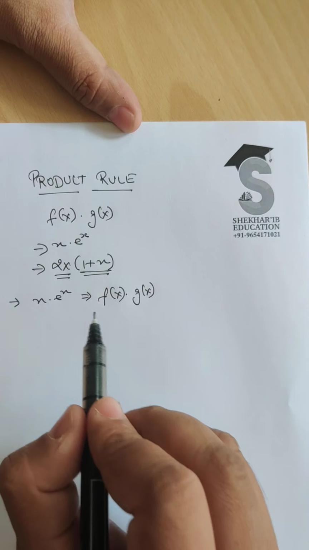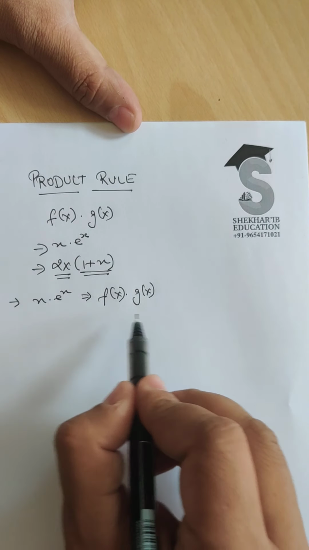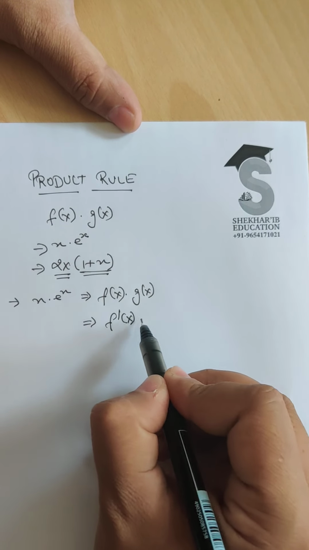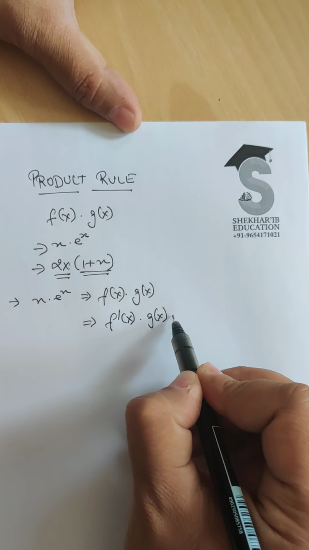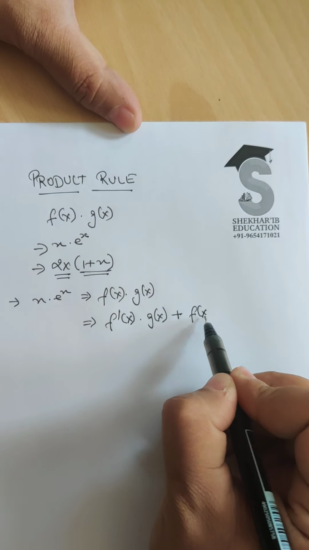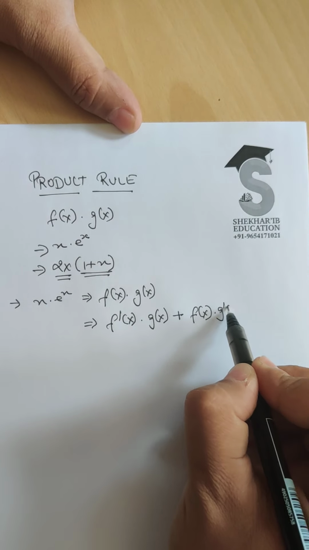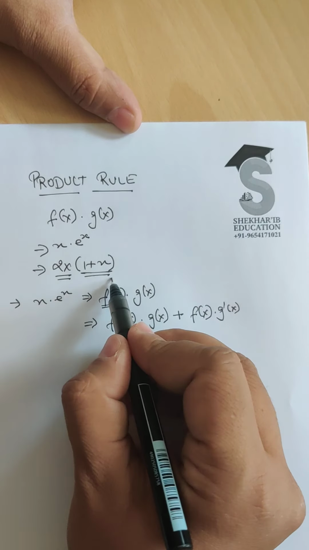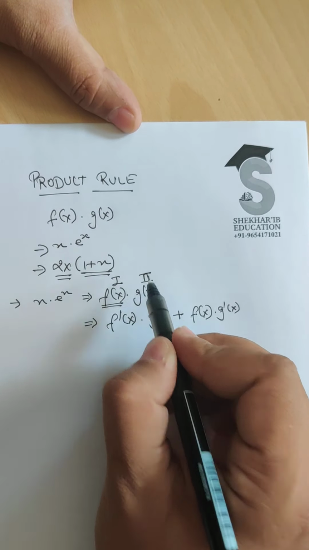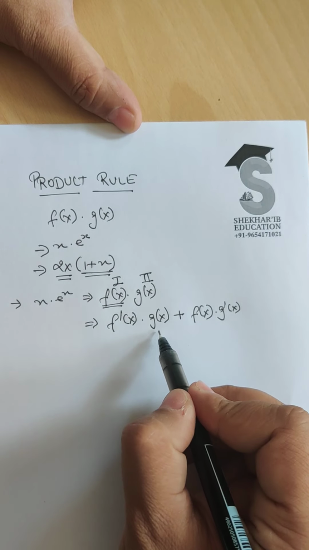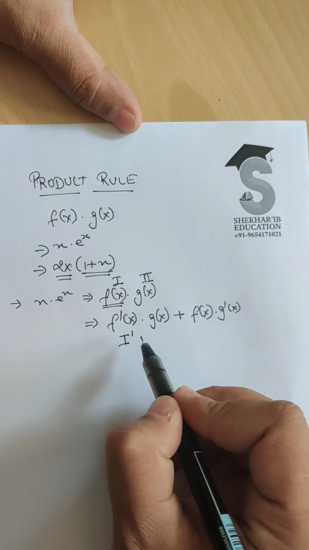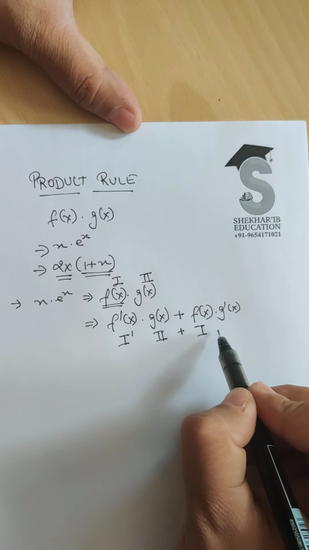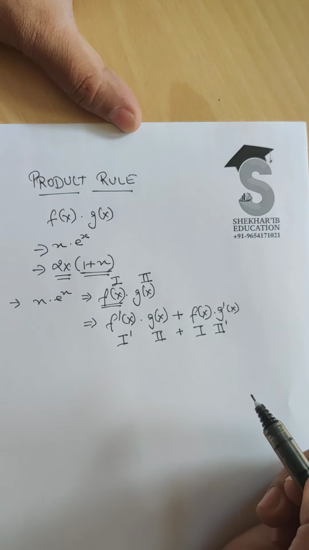So when we go for product rule to solve this type of problem, we will first differentiate f(x), that is f dash of x, multiplied by g(x), plus f(x) times g dash of x. Let's say this is the first function, this is the second function. So we will differentiate the first function and keep the second function as it is. First function differentiation, then second function, plus first function, then second function differentiation.